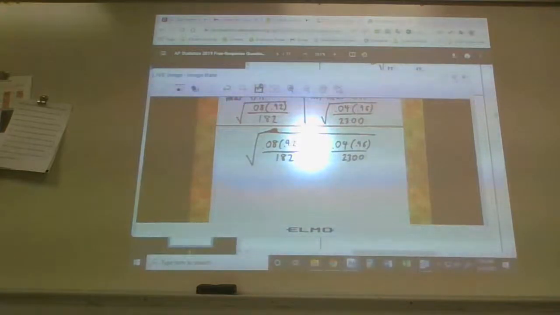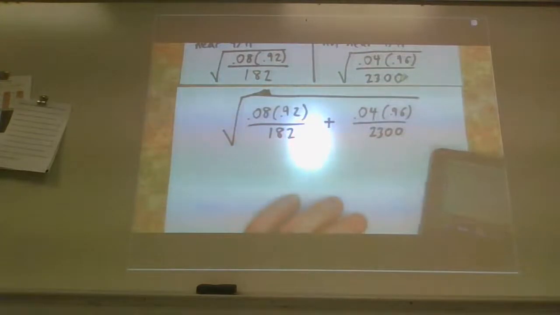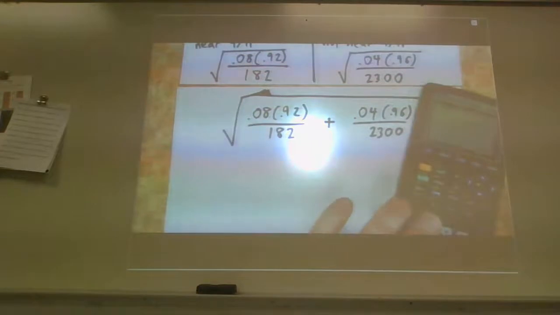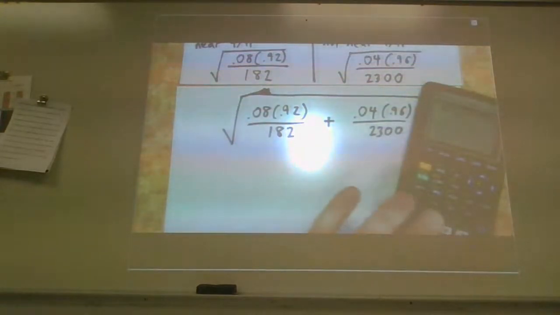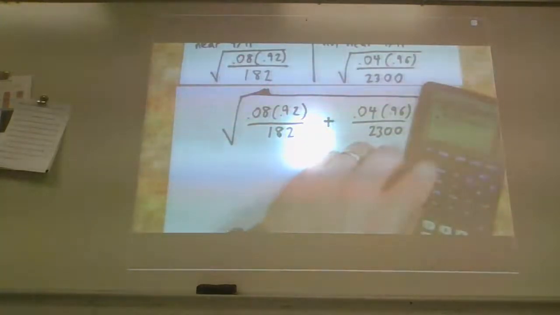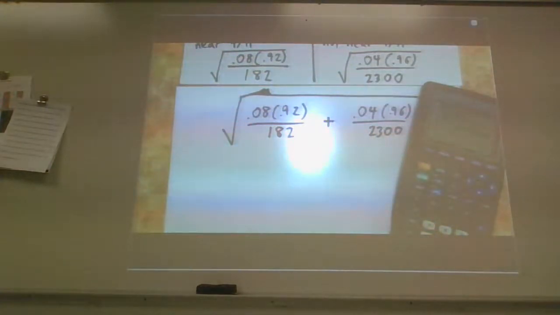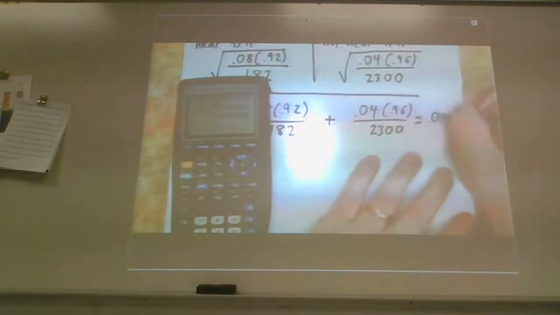Oh, there we go. So let me figure out what this thing is actually supposed to be here. I'll do it a piece at a time. 0.08 times 0.92 divided by 182 plus 0.04 times 0.96 divided by 2300. I get that messed up number, but then of course I have to square root it back. This is approximately 0.0205.